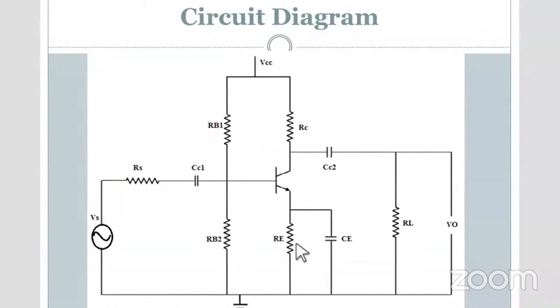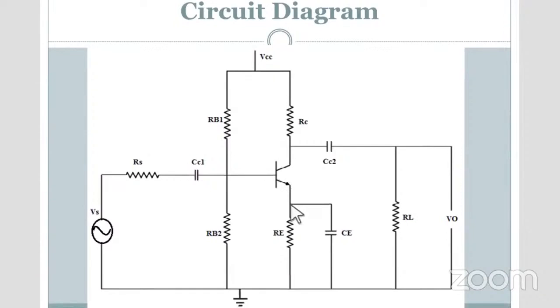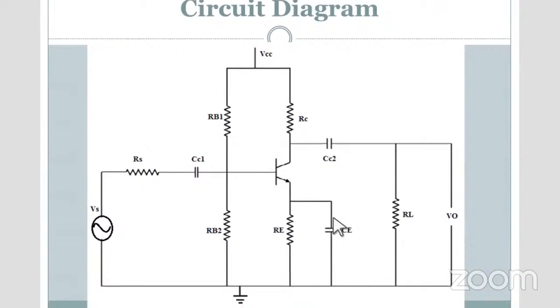So first of all, discussing the circuit diagram about this CE capacitor. It is connected to the emitter terminal of the NPN transistor, and this is the collector terminal, and this is common. This is the emitter capacitor. So why is it here?